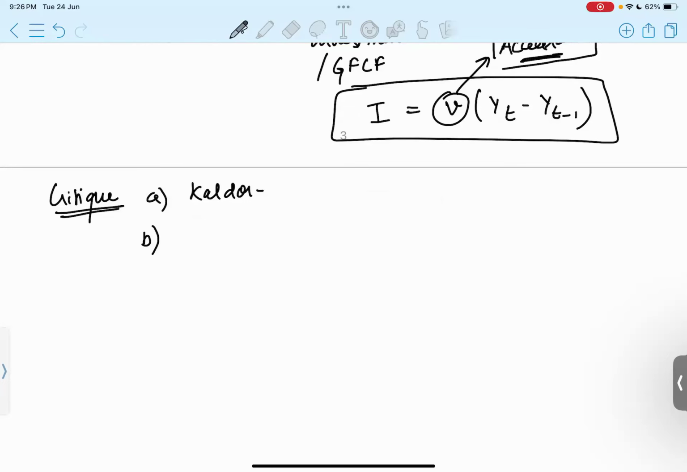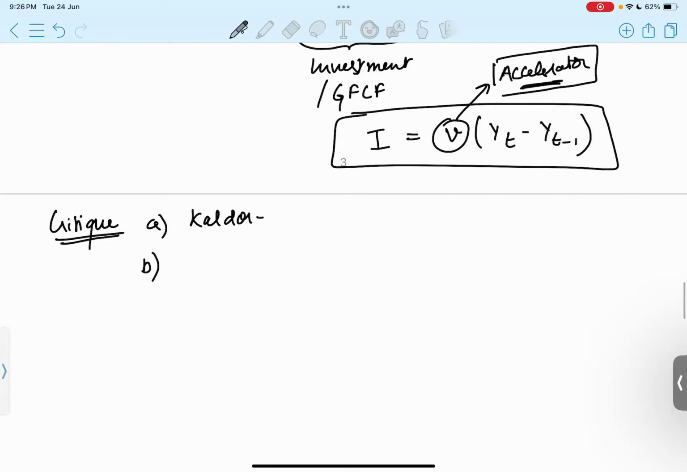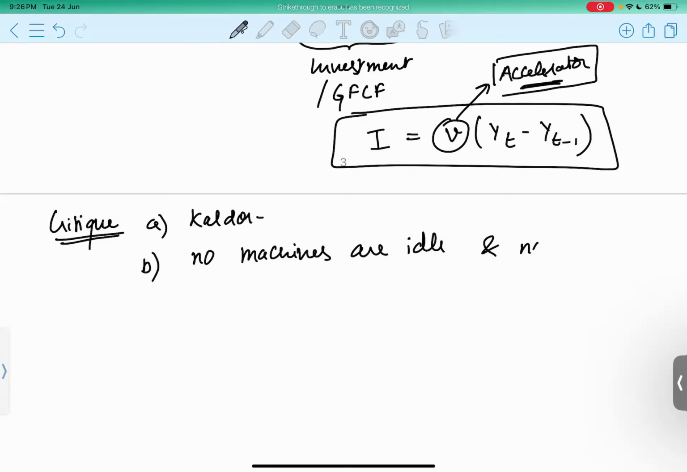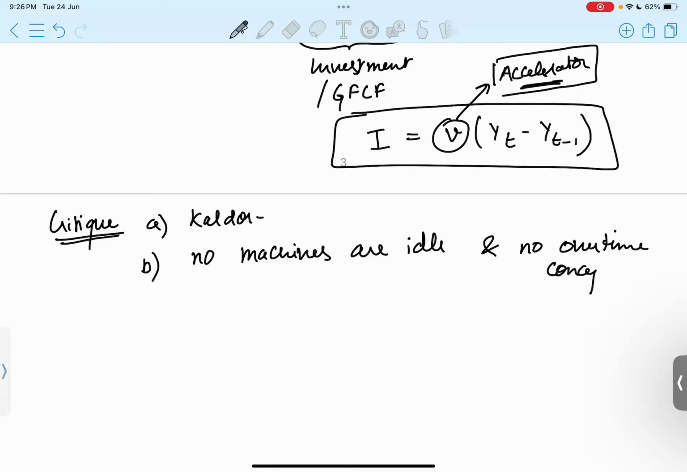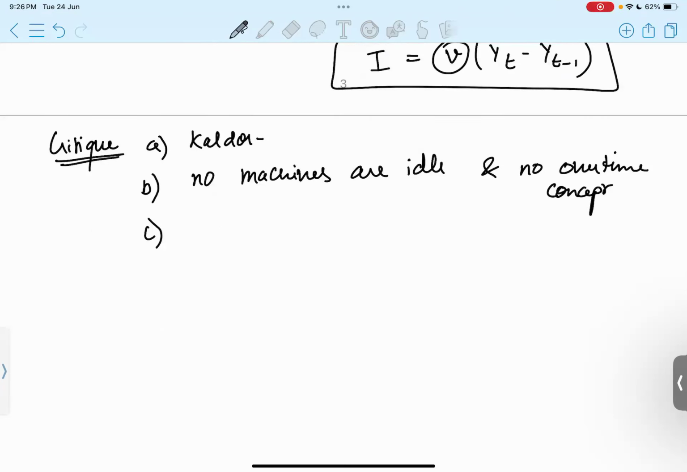Secondly, we have assumed that no machines or capital assets are idle, which is again not realistic. No machines are idle, and it is also assumed there is no overtime concept which exists in the economy, which again does not match practical life.